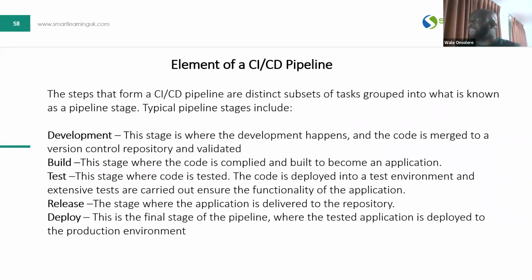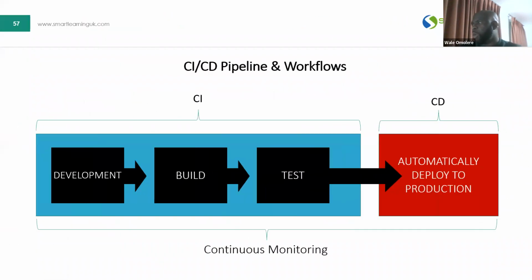So what are the elements of the pipeline? We have 4 elements there. Number 1, the development. I said that the steps that form a CI/CD pipeline are a distinct set of tasks grouped into what is known as a pipeline stage. Typical pipeline stages include these things that you see here. The only thing that is different here is that I use release. Like I said, your pipelines can include all of these elements, and you can see all of those elements there.